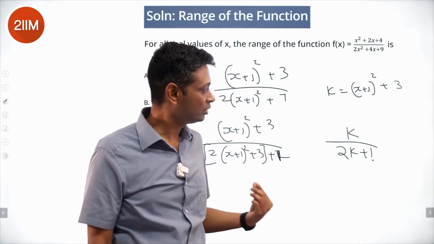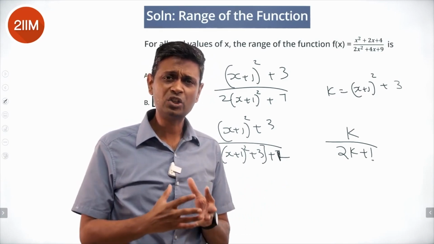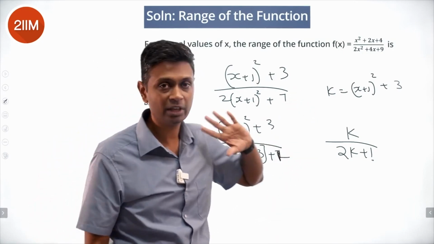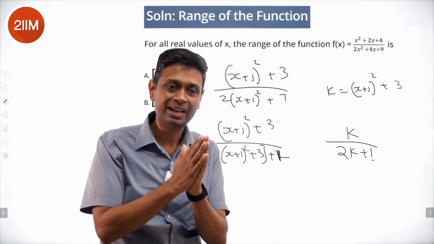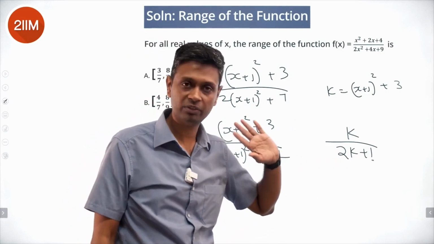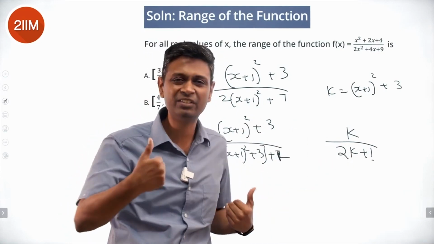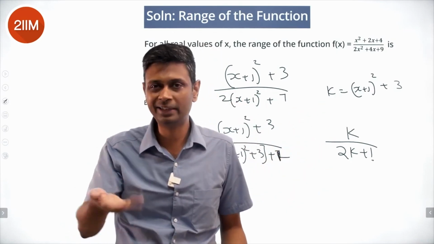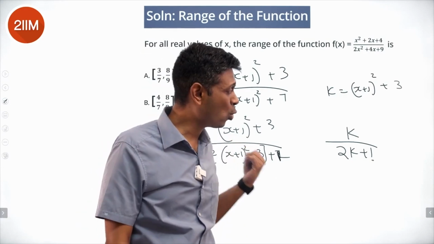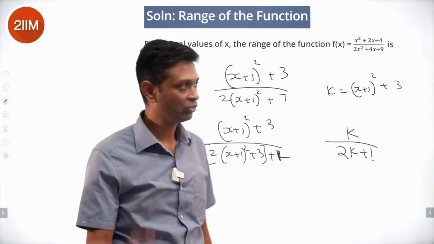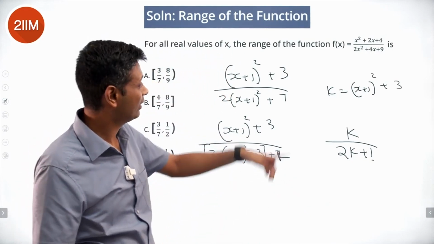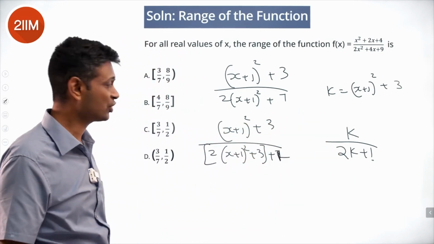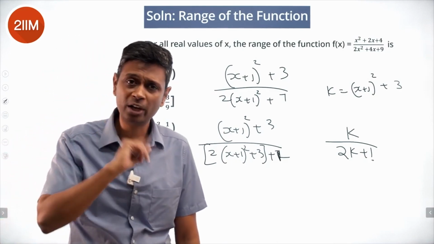The larger k becomes, the less significant the 1 is. The 1 is most significant when k is as small as possible. If k becomes larger and larger, the 1 starts to lose significance, so it becomes effectively 1 by 2. If you put k as a billion, billion by 2 billion plus 1 is practically half. So this number will go to half when k is very high. What is the smallest value it can take? When k is 3, it is 3 by 7. The largest it can take is 1 by 2, but it cannot quite be 1 by 2.